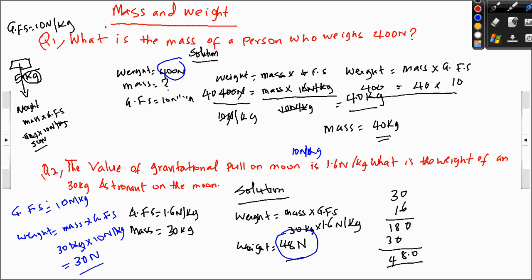Sorry, I'm making a mistake here. This is going to be 300 Newton. So the weight of this person on the moon is quite lesser than the weight on the Earth.